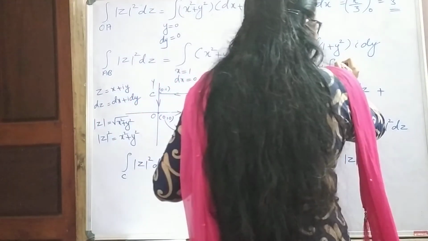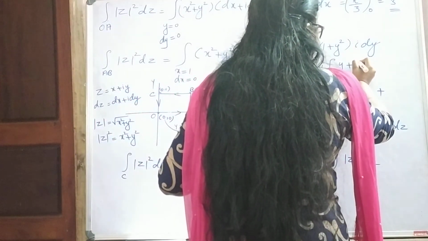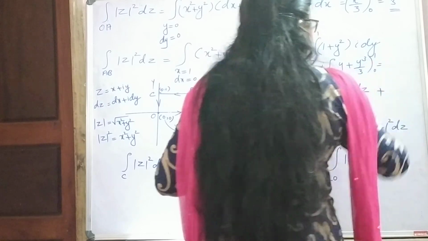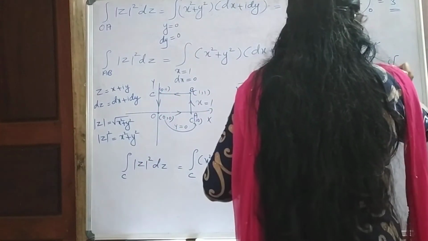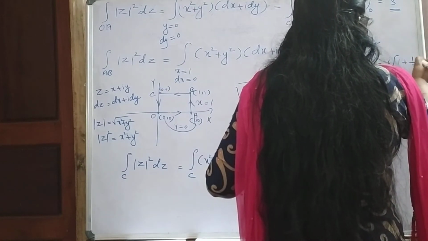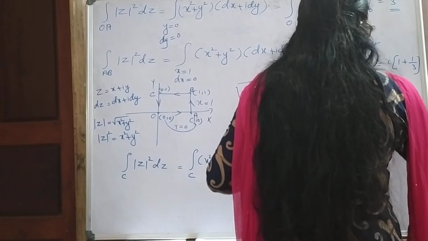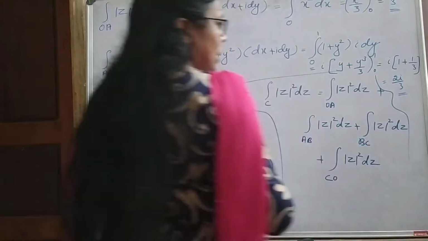What is the integral of 1? y. What is the integral of y²? y cubed by 3. By applying the limit, we get the answer as i times (1 plus 1 by 3), which is equal to 2i by 3.